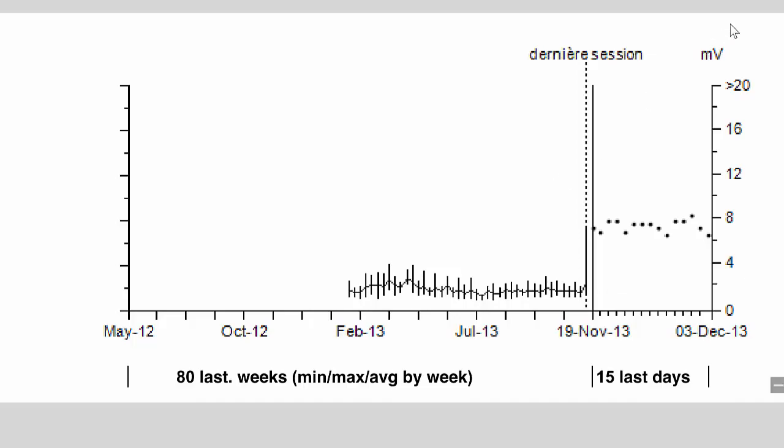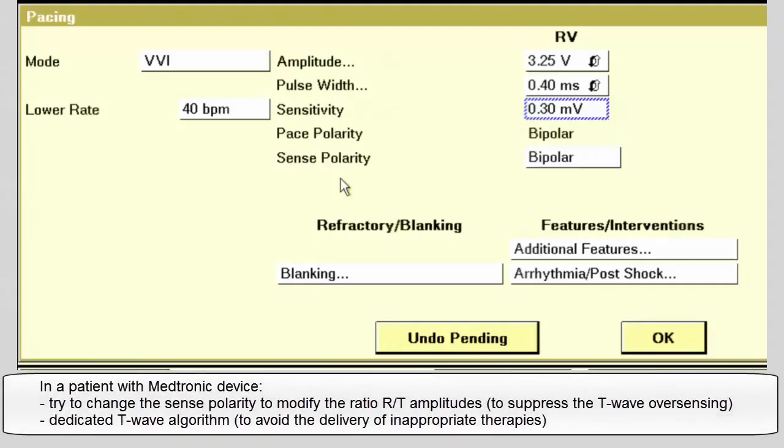T-wave oversensing. So to conclude, in Medtronic devices, and that is a specificity of the devices from this company, you have two possibilities. The first one is to change the polarity from bipolar to integrated bipolar. It may change the amplitude of the R wave, it may change the ratio between the amplitude of the R wave and the T wave, and it may suppress completely, like in this patient, the occurrence of T-wave oversensing.